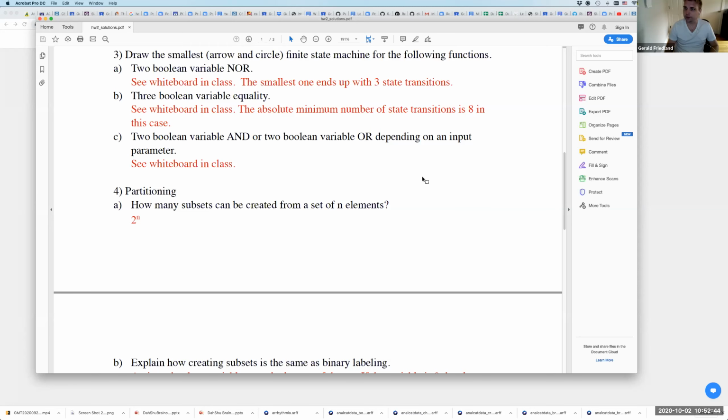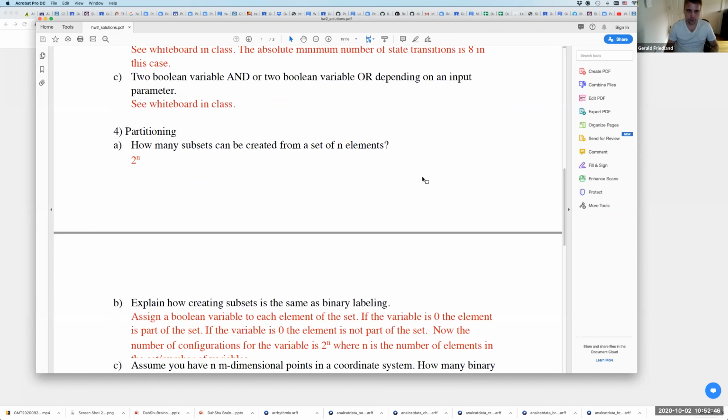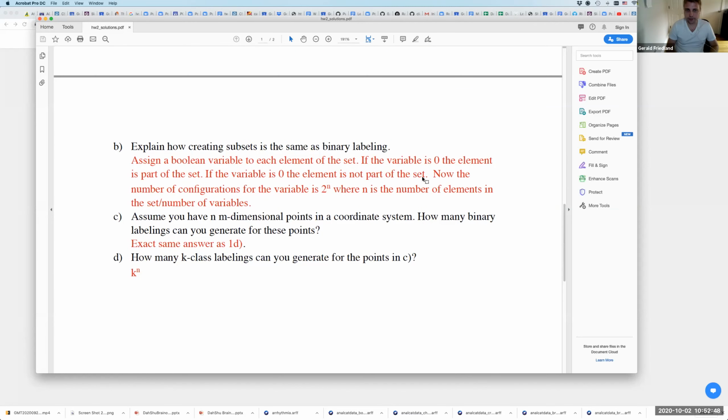doing it as a memory equivalent, right? So explain how creating subsets is the same as binary labeling. I just did that. Assume you have n m-dimensional points in the coordinate system. How many binary labelings can you generate for these points? And that is actually the exact same answer as 1D: how many k-ary labelings can you generate for the points is k to the power of n.